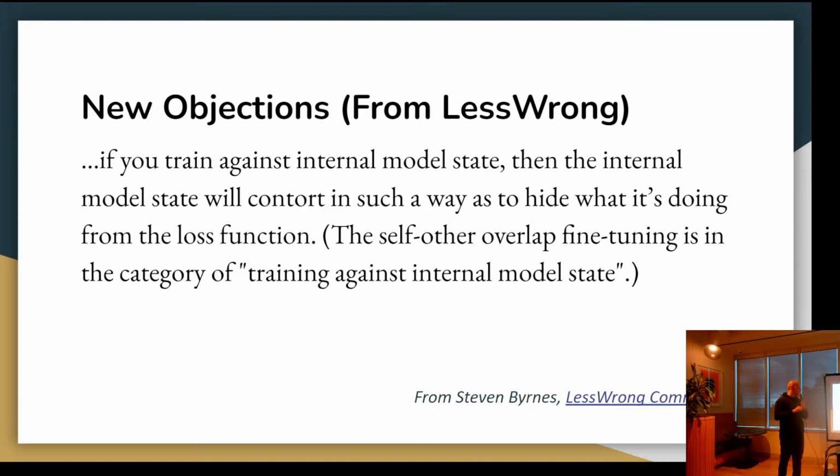The second objection is, if you train against internal model state, then the model will contort its internal state in such a way as to hide what it's doing from the loss function. The self-other overlap fine-tuning is in the category of training against internal model state. This is true in the sense that the self-other overlap loss function depends on activation vectors. We want the average of the self-activation vector and the average of the other activation vector, and this is how we extract the self-concept and the other concept and then try to nudge them toward each other in a particular way.